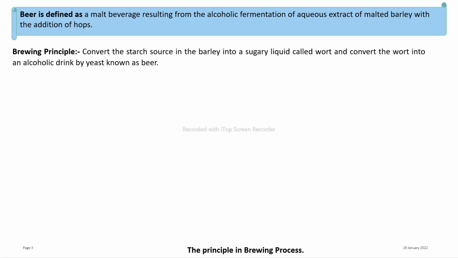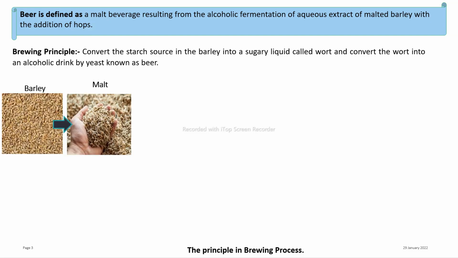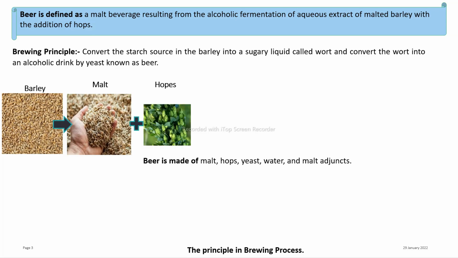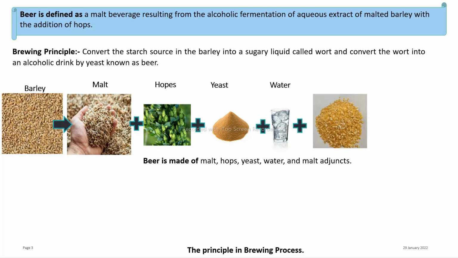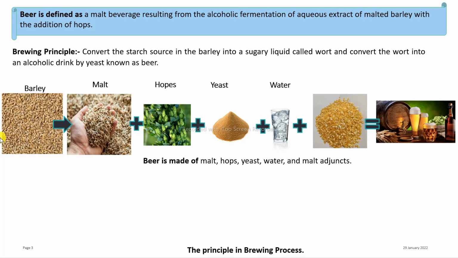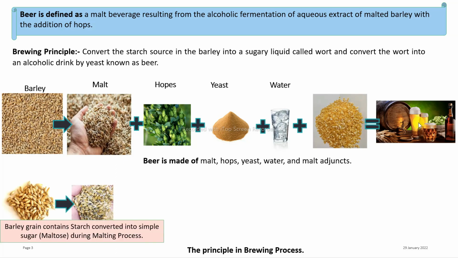In this basic principle you can see how the barley malt starch is converted into the wort, that is the medium, and the wort is finally converted into the beer by addition of the yeast as a culture. You can see this is the barley grain, this barley grain is converted into the malt, then added with the hops, yeast, water and other cereal grain to adjust the protein to carbohydrate ratio, and finally we get the beer.